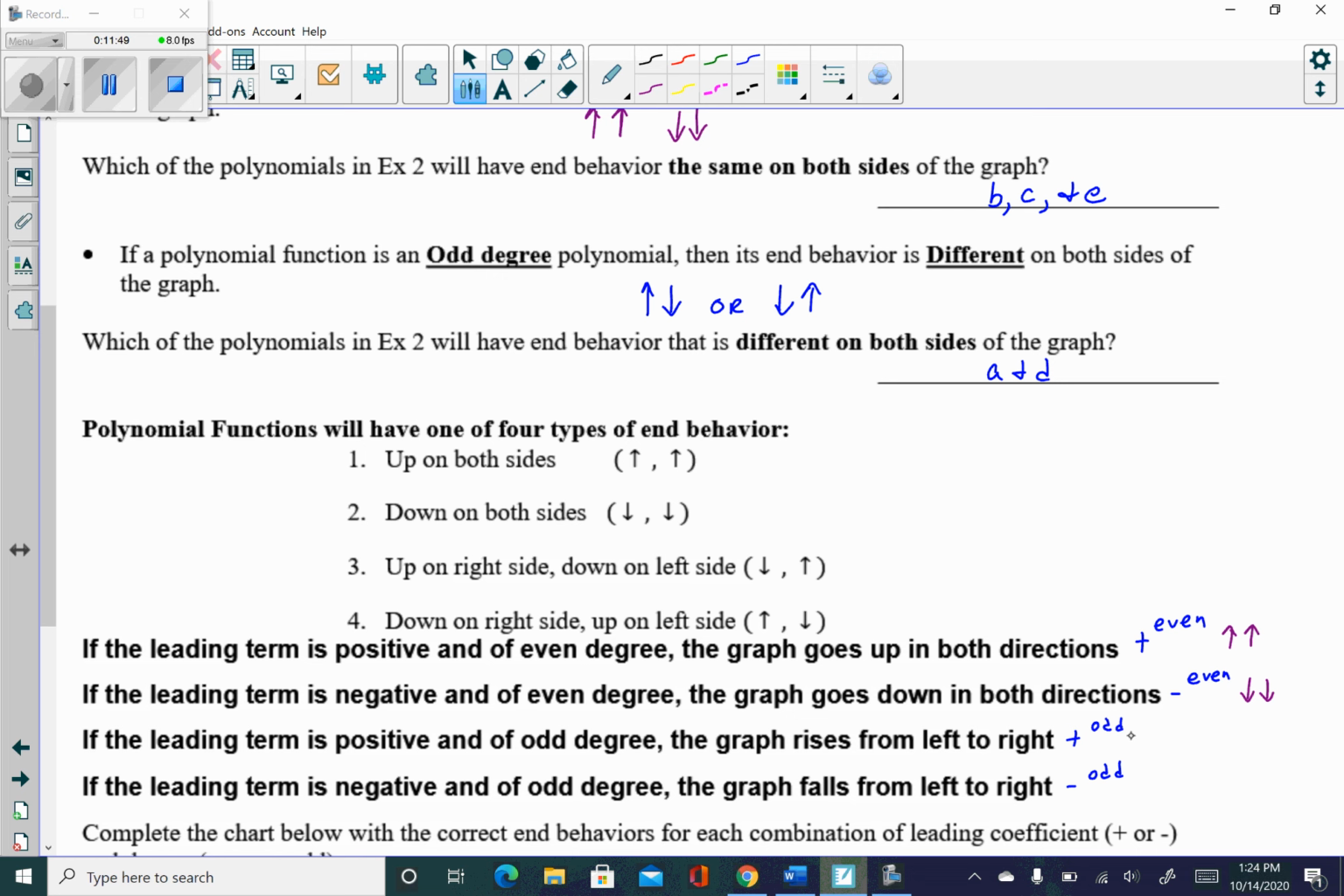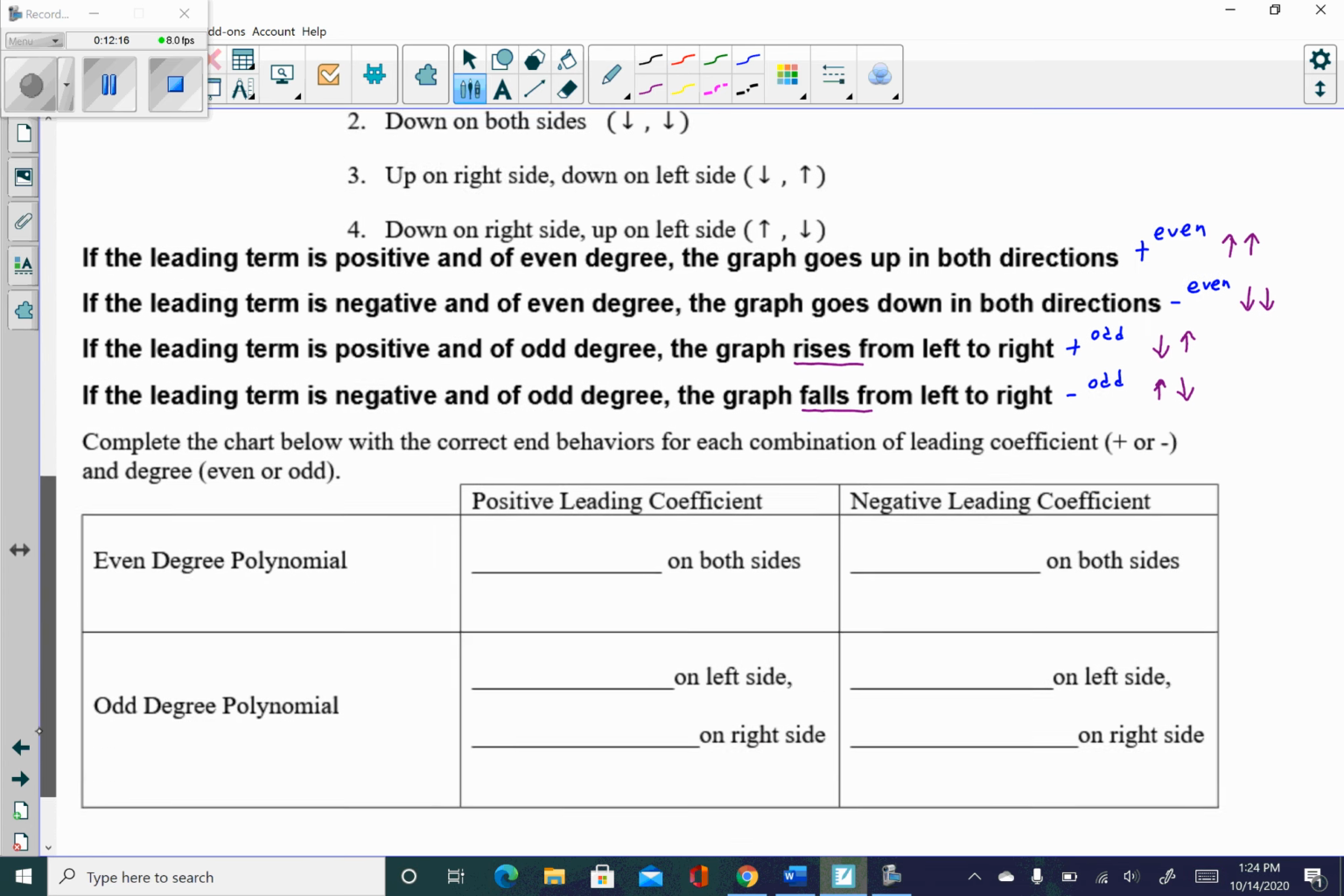And then we'll look at odd behavior. If you are positive raised to an odd power, then your graph rises from left to right, so that means you are down and then up. If you are a negative being raised to an odd power, then you are going to fall from left to right, so that means you are up and then end up going down. Okay, so those are your 4 pieces there.